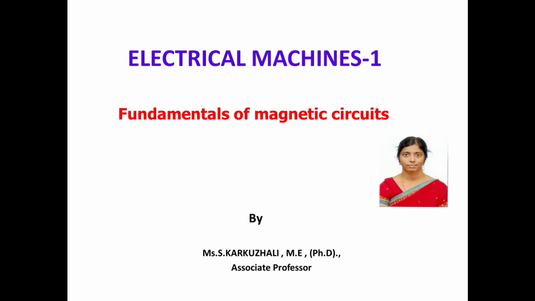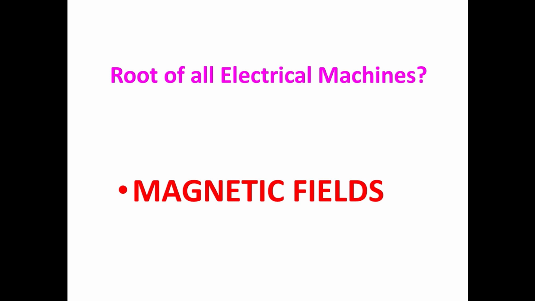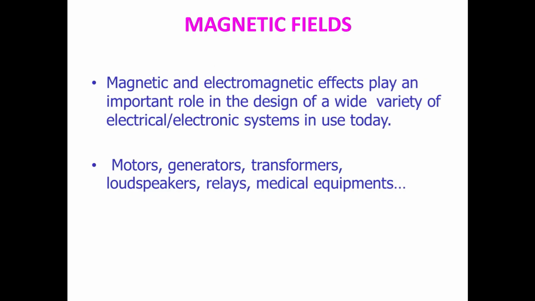Good morning, students. Today we are going to discuss the fundamentals of magnetic circuits in Electrical Machines 1. The silent hero, or root, of all electrical machines, for their working is based on magnetic fields. The silent hero is nothing but magnetic fields. Magnetic fields can be created either by a permanent magnet or an electromagnet. These magnetic effects play an important role in the design of many electrical or electronic systems used today.